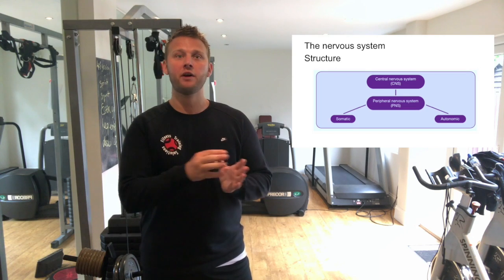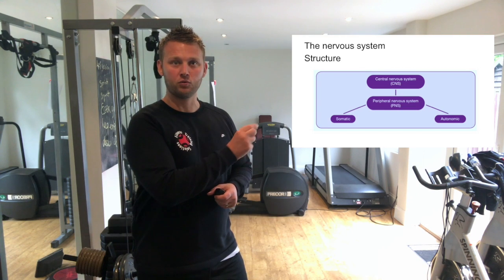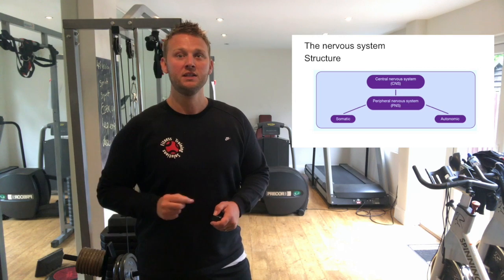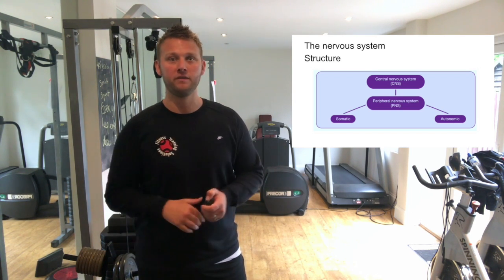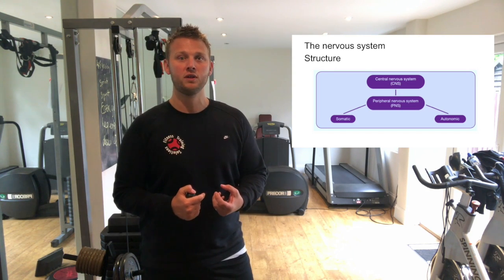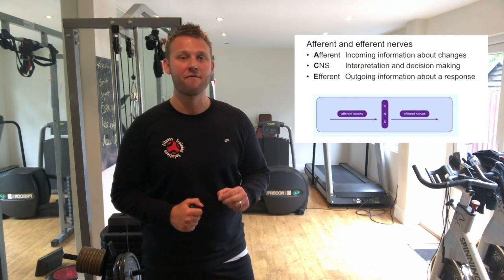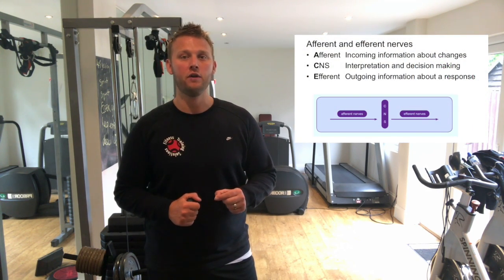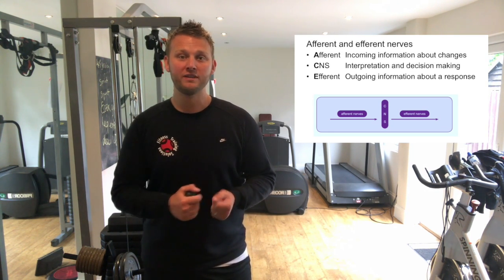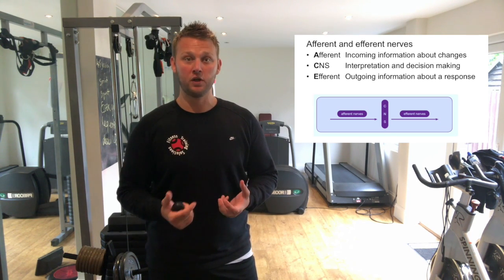So we're going to break this down even further now. So as you've seen, I've already explained about somatic and autonomic, or I've at least explained the words and how to pronounce them. So let's talk about the middle one, the peripheral nervous system. So this receives incoming and outgoing signals via different nerves. Now the two nerves that you want to look at are our afferent nerves and our efferent nerves. So the afferent nerves are sensory neurons that carry information about changes, whereas the efferent nerves carry information about the required response to a change.